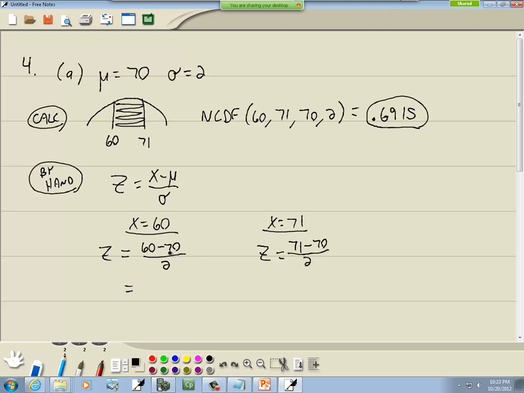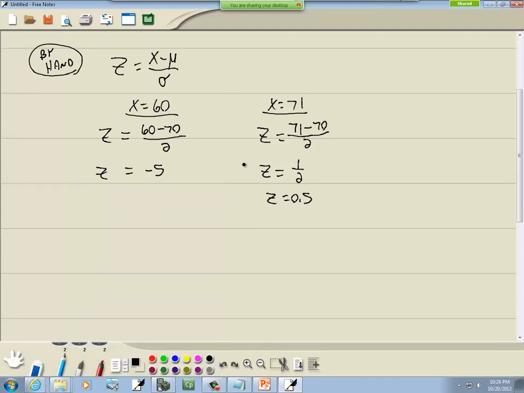60 minus 70 is negative 10. Negative 10 divided by 2 is negative 5, which I'm sure is not on our table. 71 minus 70 is 1, so we got 1/2, which gives us 0.5. So our picture now looks like, here's z is equal to negative 5, and here's z is equal to 0.5, and we're shading in between.